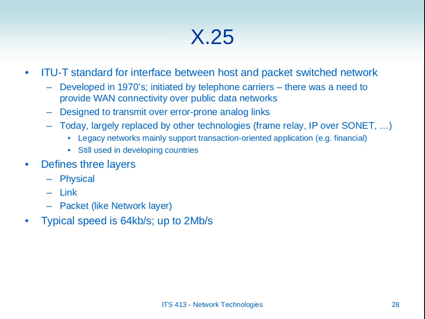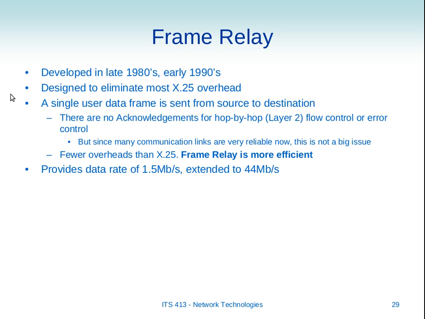It was replaced mainly by frame relay, which increased the data rate up to 1.5 megabits per second, eventually up to 44 megabits per second. Similar to X25, but it was more efficient. It was a newer technology and faster.